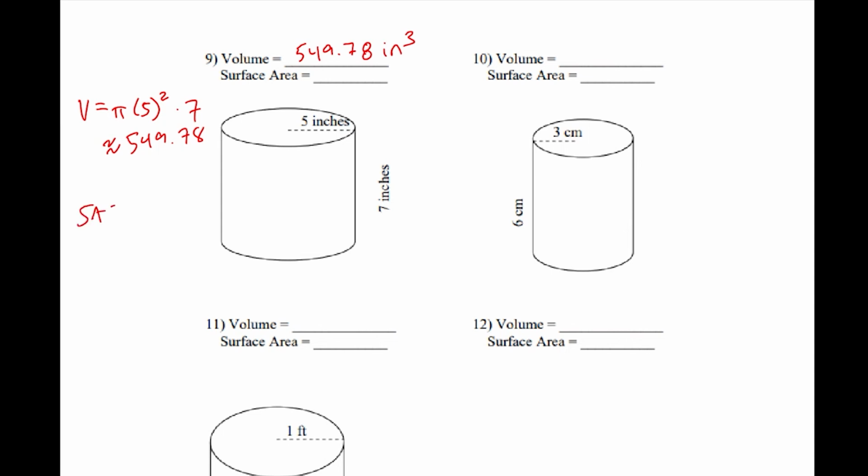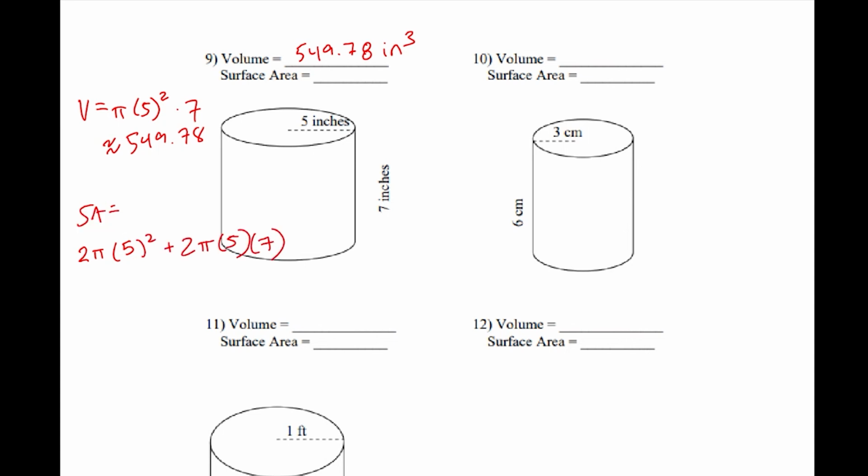For the surface area, we've got 2 pi r squared plus 2 pi r h, so 2 pi times the radius times the height. Oh, wait a minute. I already did that. Let me back that up. That should be, let me fix that. 2 pi r squared, sorry, plus 2 pi r h.